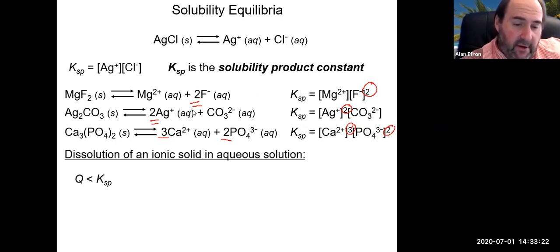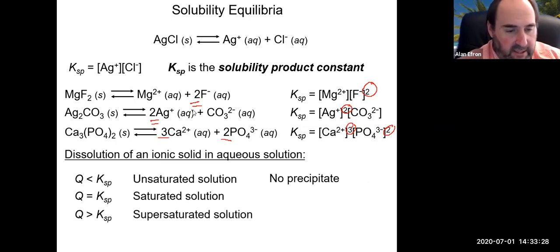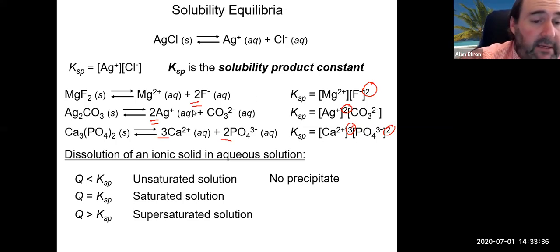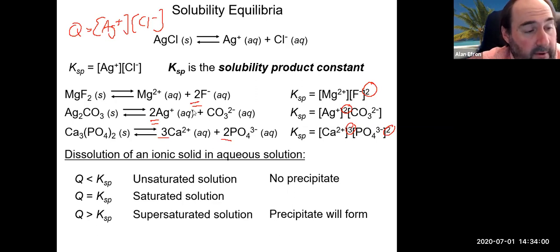Now we can use our Ksp and our good friend Q. If you remember, Q here is the exact same Q that we saw everywhere else. Q is calculated the exact same way as you would calculate Ksp. For example, if we wanted to calculate Q for the top one, Q would equal the concentration of silver times the concentration of chloride. We could use Q, similar to before, to help us determine whether or not we would expect a precipitate to form.